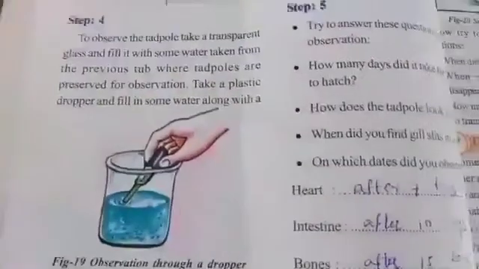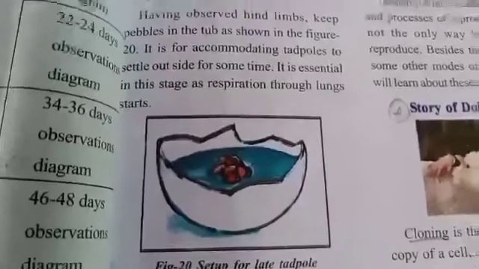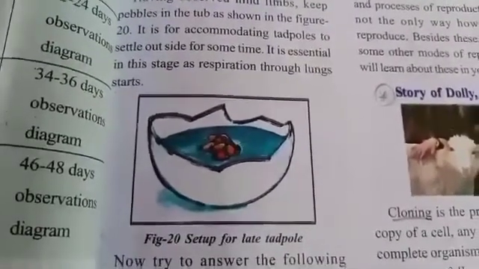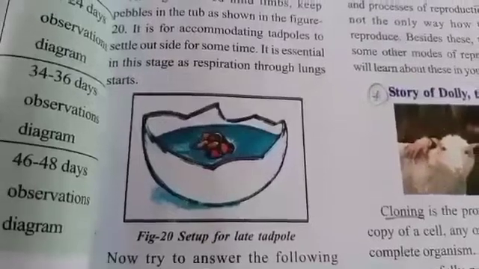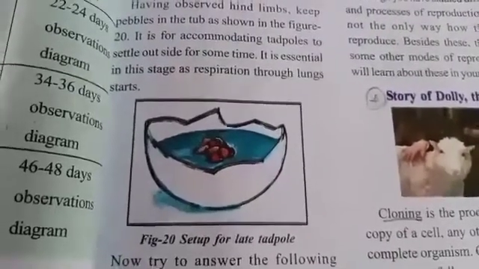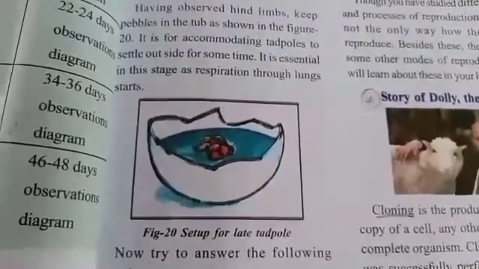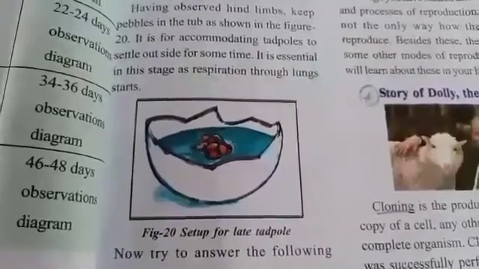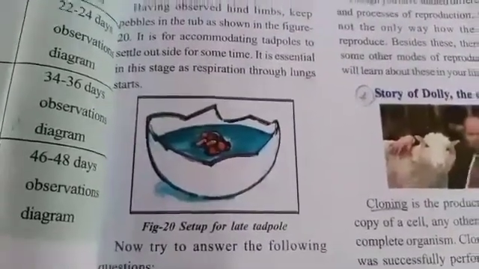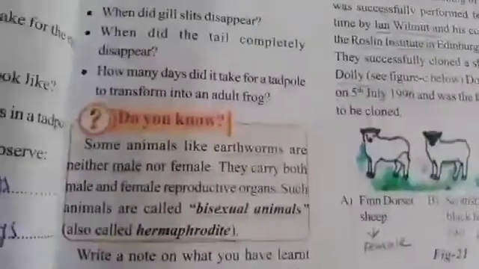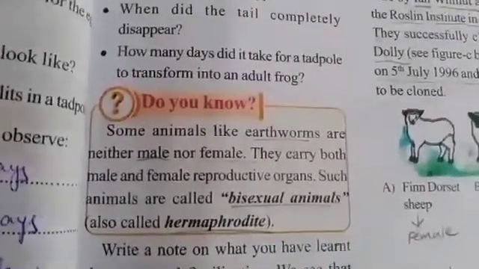So when you observe the tadpole is converted into baby frog, you take this tub, fill with water, keep some pebbles in the water, and what happened, the baby frog settled on the pebbles, means the gills disappear from this baby frog and lungs will appear. So this baby frog takes respiration with the help of lungs. So this is about what? Your entire activity.